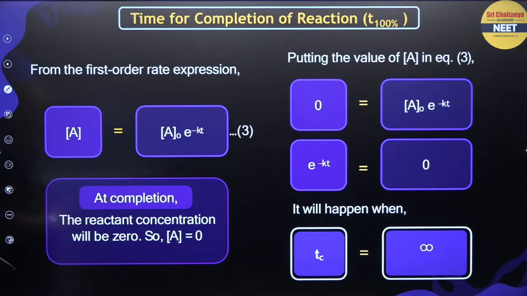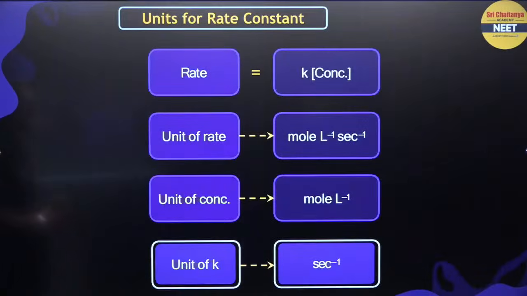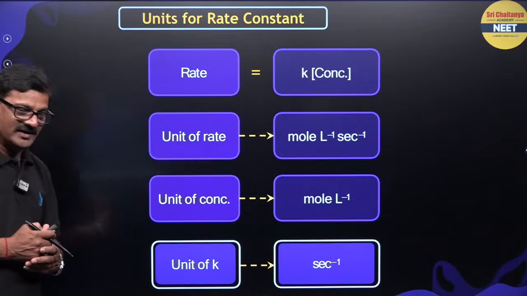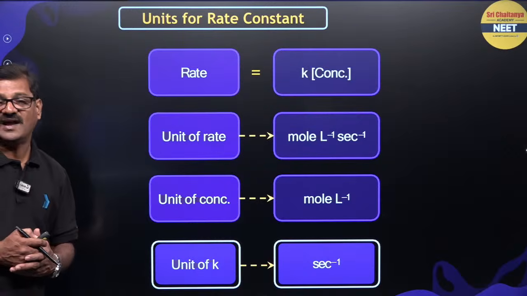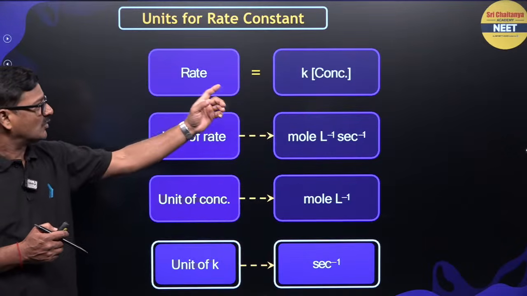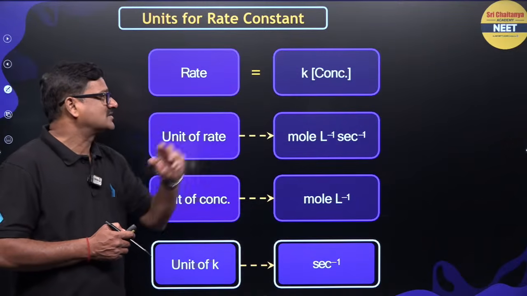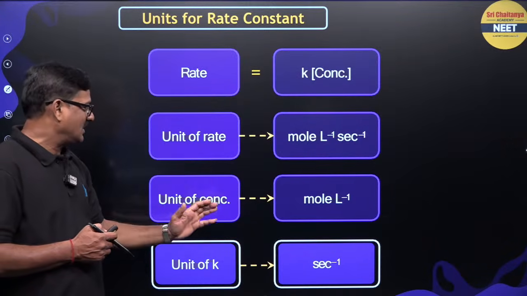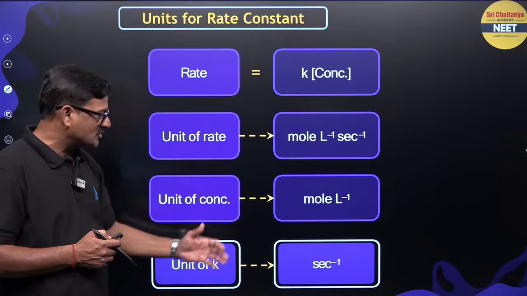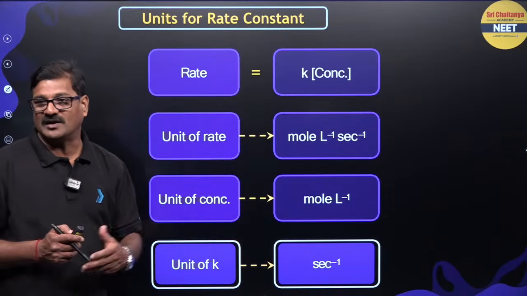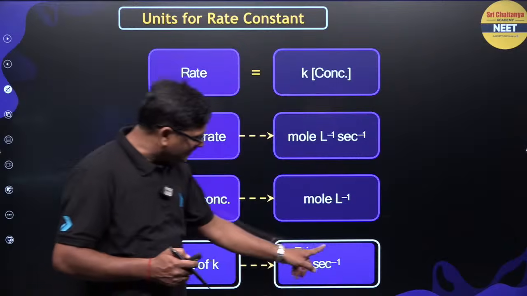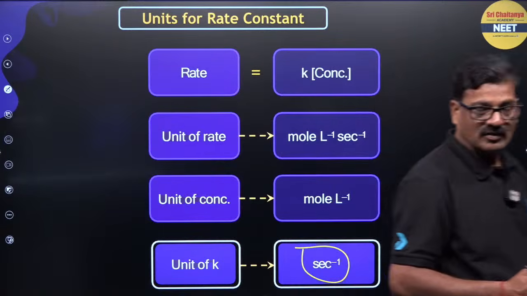And also, you can see the units for the rate constant. Again here, it is going to be second inverse, as we mentioned here. Rate is equal to K concentration. So the concentration is mole liter inverse, the rate is mole liter inverse second inverse, and K is equal to second inverse. Dono equate karke. By looking at this unit, you can say whether it is a first order or not.